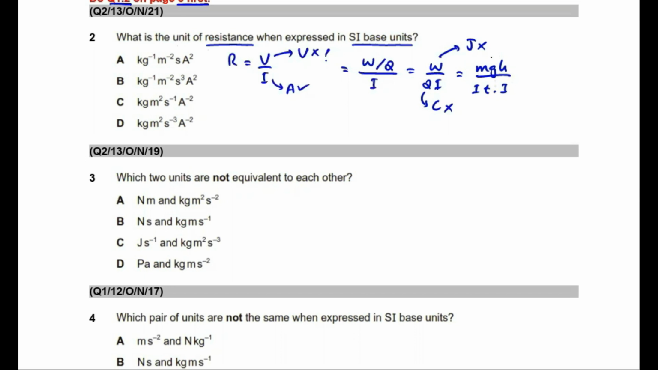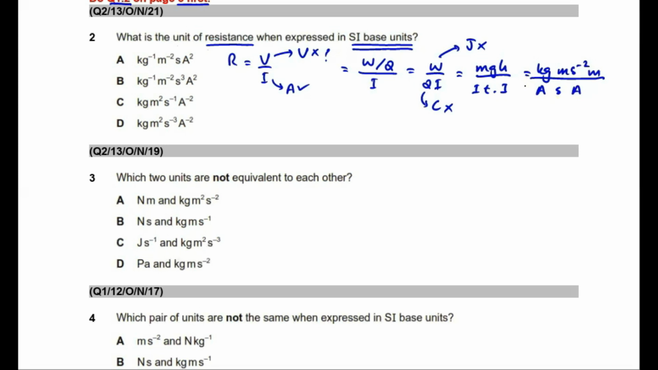Now students, we have obtained an expression for resistance in terms of physical quantities we know the SI base units of. We can use this expression for resistance to determine what? To determine the SI base units of resistance. Let's do that. Students, SI base unit of mass is kilogram. SI base units of g, acceleration of free fall, are meter per second squared. SI base unit of height h is meter. SI base unit of current is ampere. SI base unit of time t is second. SI base unit of this current is also ampere.